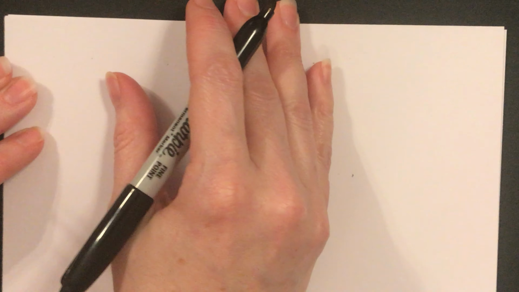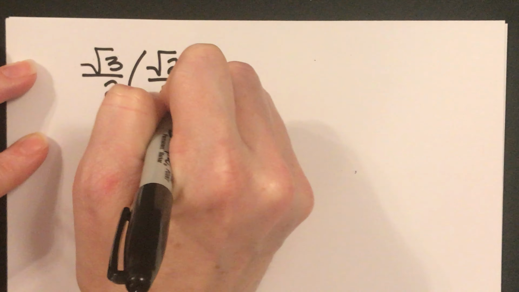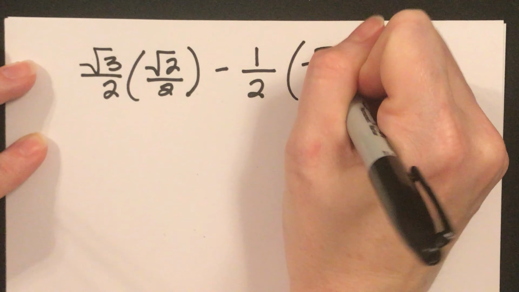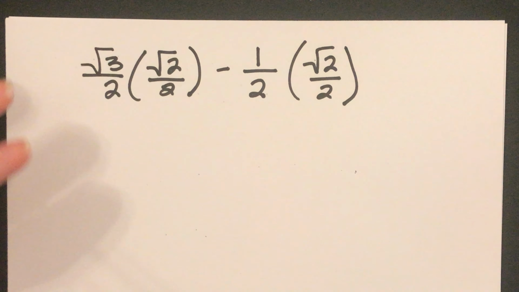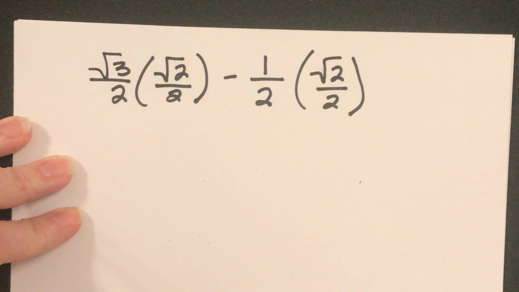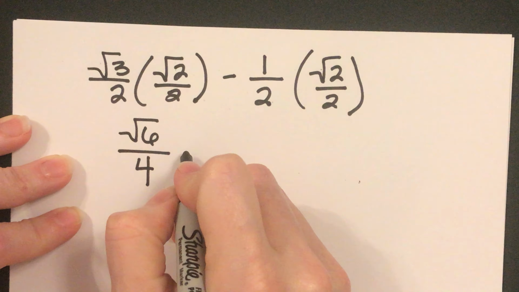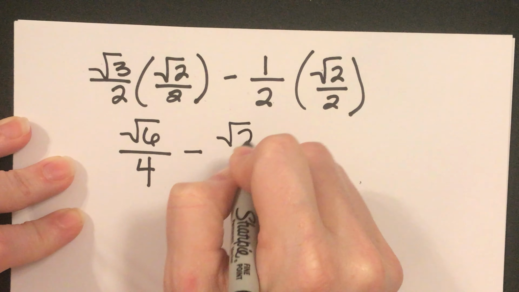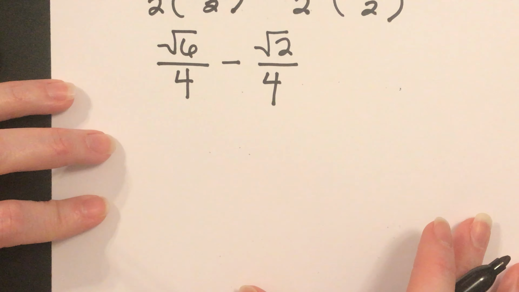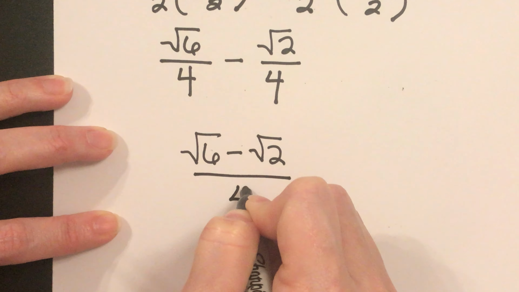So I'm going to rewrite those up here. Square root of 3 over 2, sorry, I'm shaking the table. Okay, square root of 3 times the square root of 2 becomes the square root of 6, and then that's over 4 minus the square root of 2 over 4. Those have a common denominator, so we can combine them into the square root of 6 minus the square root of 2 over 4.